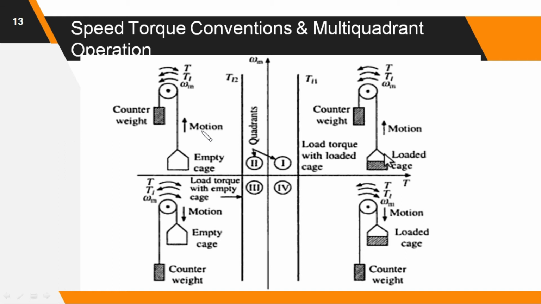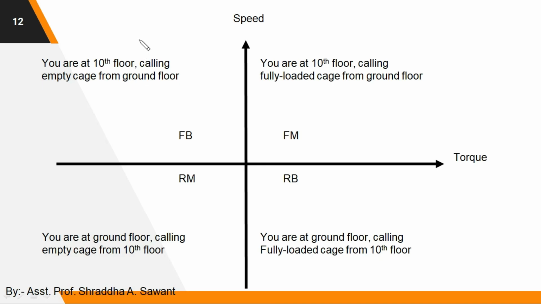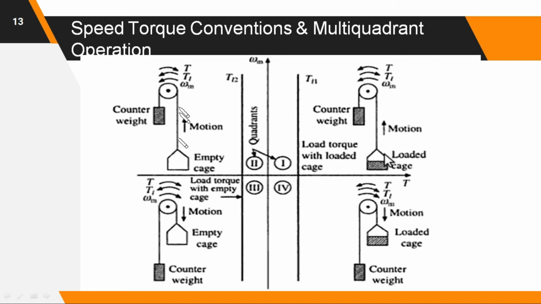Now we will see the second quadrant. What will happen if you are on the 10th floor and calling an empty cage from the ground floor? The only difference is that there is an empty cage; previously it was a loaded cage. Now, when the empty cage is there, what is the tendency? We have assumed that the empty cage weight is less than the counterweight, correct?